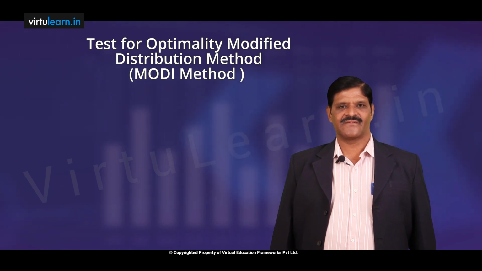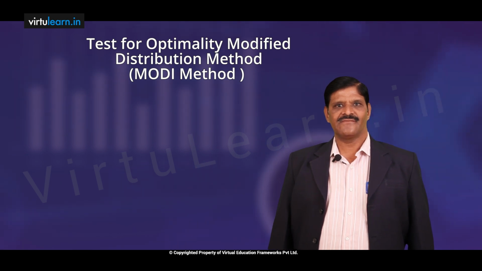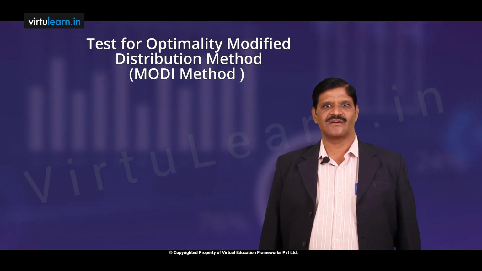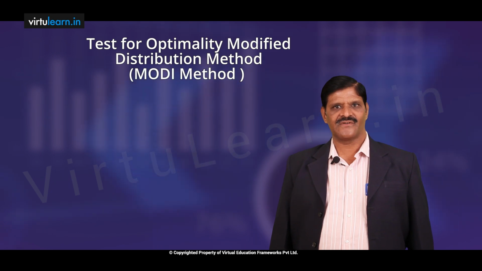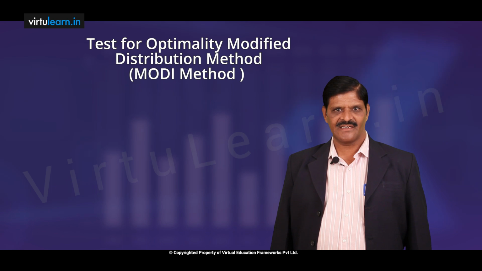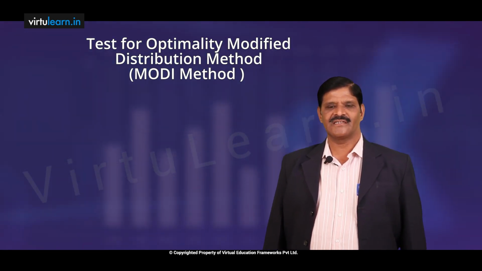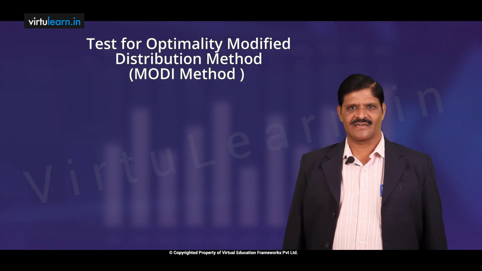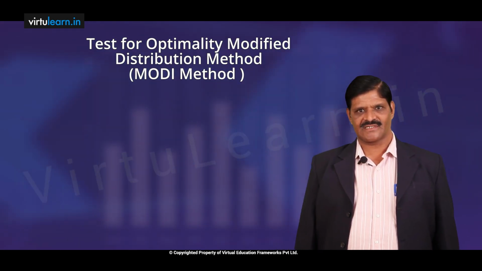Then we conduct the test for optimality. The first row will be designated by u1, second row by u2, third row by u3, fourth row by u4 and so on. Similarly, the first column is v1, second column v2, third column v3 and so on. We have already made allocation either by using least cost method, Vogel's approximation method, or maybe northwest corner method. Each cell is associated with some cost.